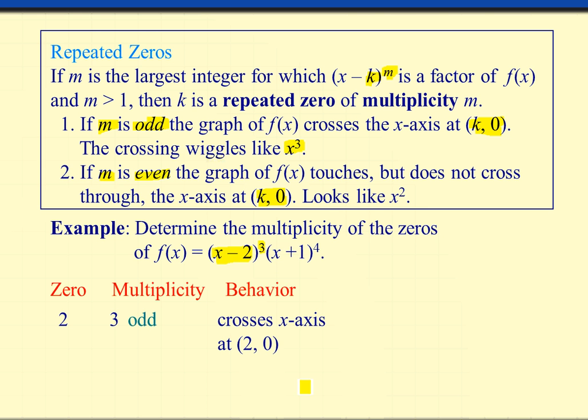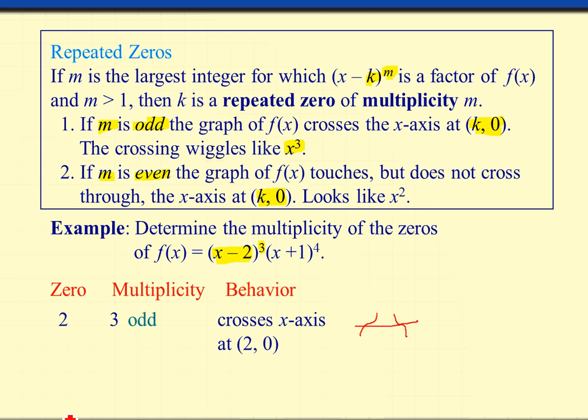So what happens? It crosses the x-axis at the intercept (2, 0), but it looks kind of like a little x cubed. So it crosses the x-axis doing something like that, or doing something like that. Now that's assuming the x-axis is like this. So it wiggles as it goes through the x-axis.